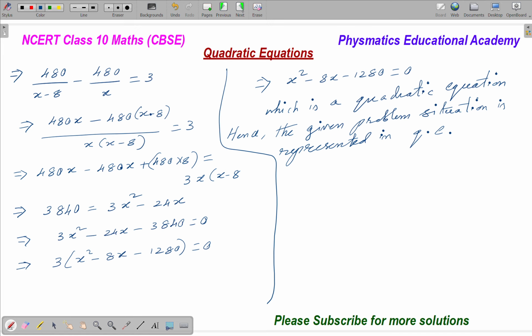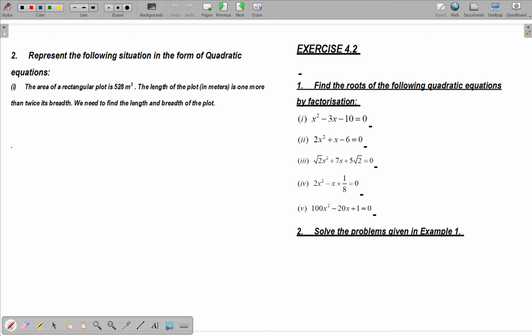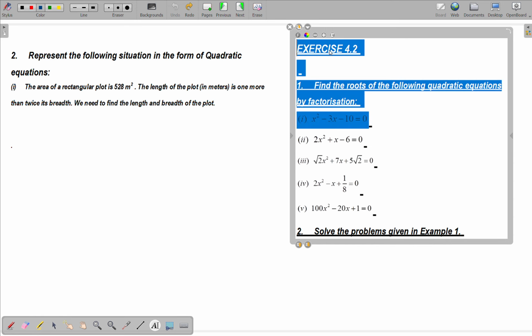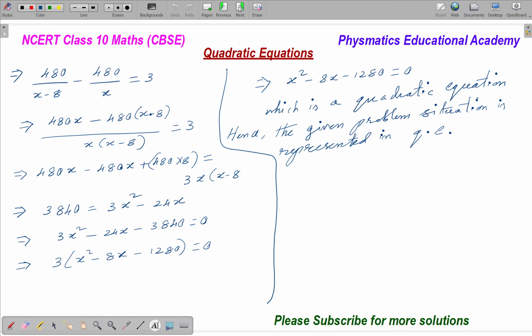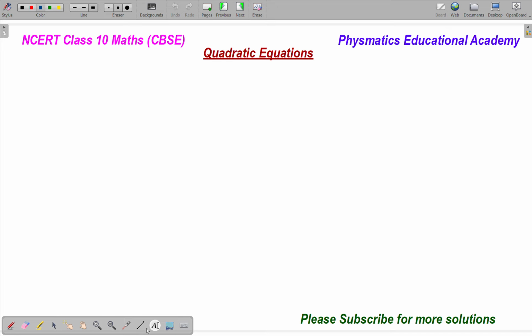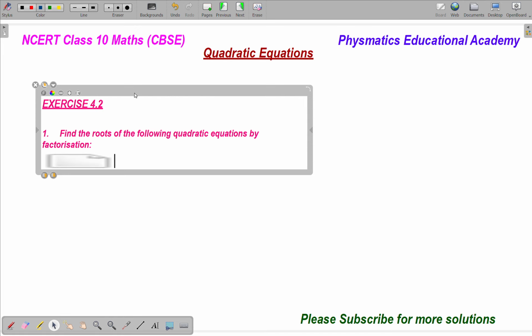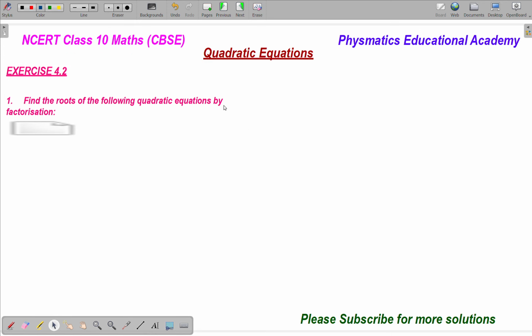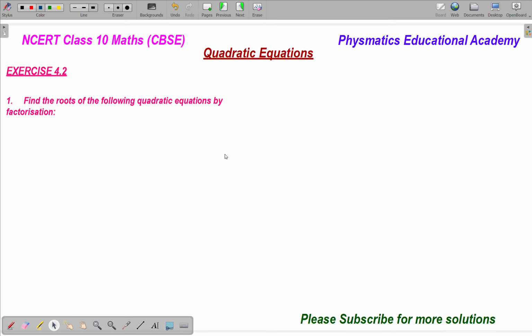Now coming to the next exercise, exercise 4.2. Now we copy questions from exercise 4.2. So this is exercise 4.2. Find the roots of the quadratic equation by factorization.